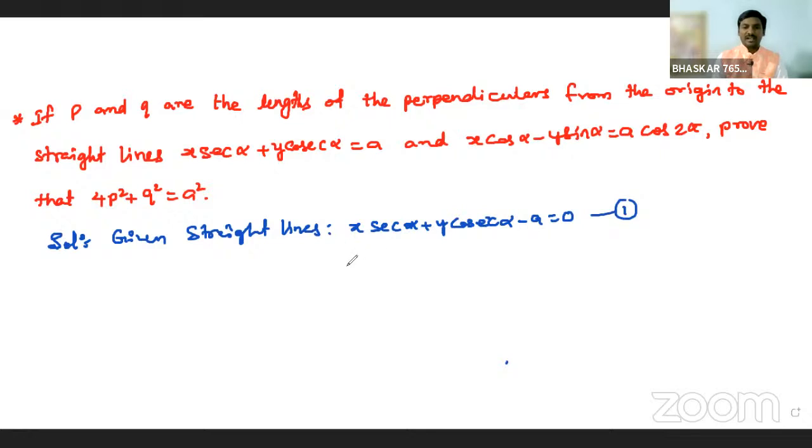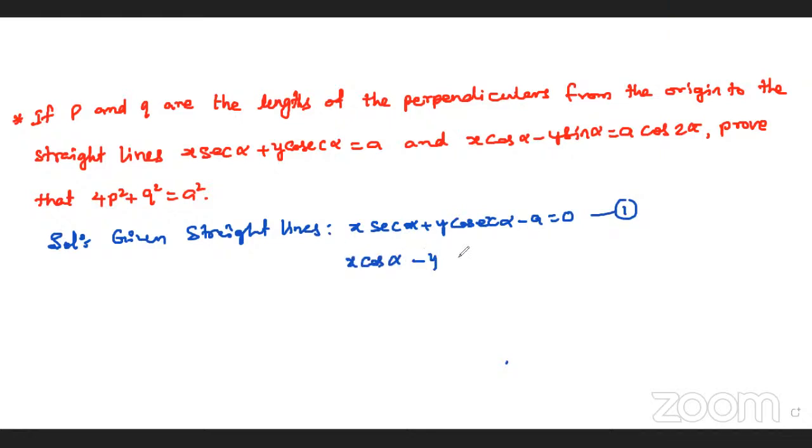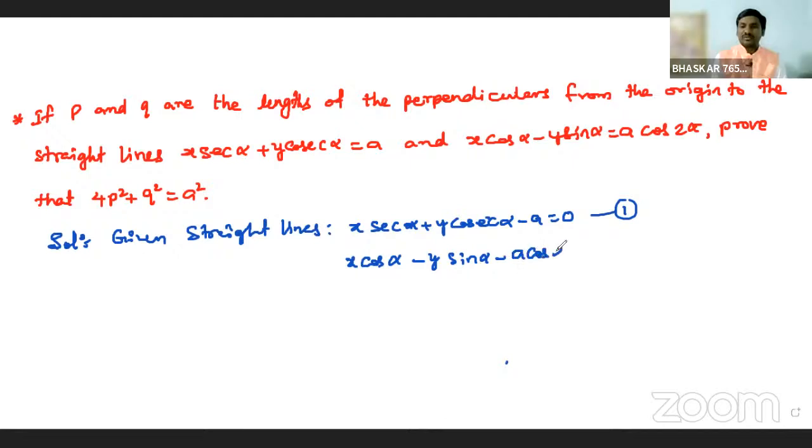And the second line is x cos alpha minus y sin alpha is equal to a cos 2 alpha. So take it to the left side: x cos alpha minus y sin alpha minus a cos 2 alpha is equal to 0. This is equation number 2.